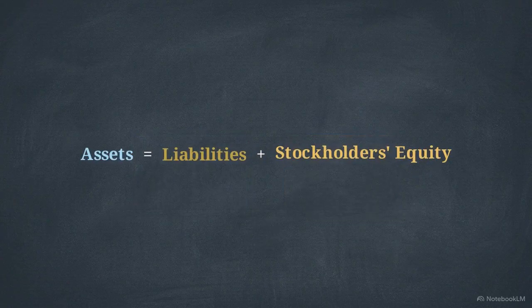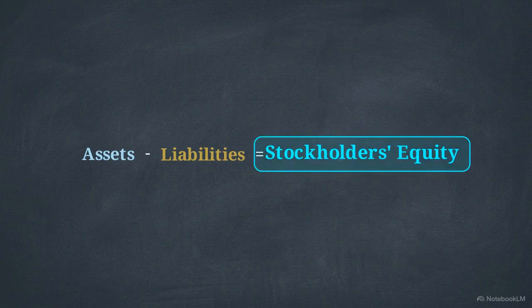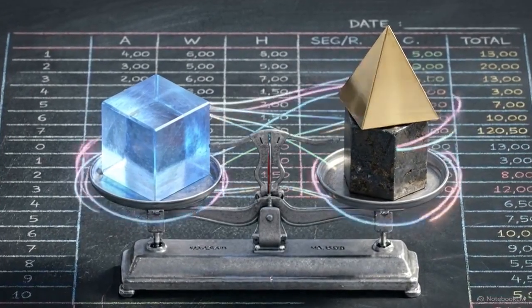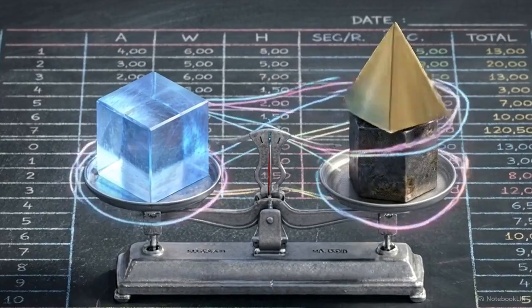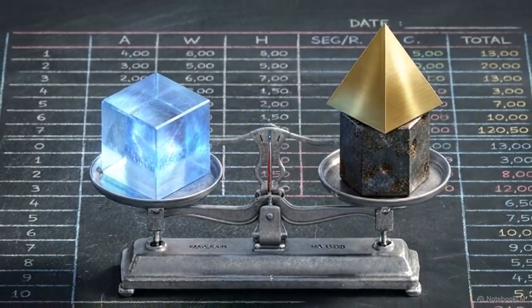By rearranging this equation, we arrive at the proprietary theory, which isolates the exact value held by the owners. When you deduct the economic obligations, the liabilities, from the total economic resources, the resulting residual is the equity. It is the net worth belonging to the shareholders. This basic accounting equation dictates the recording of every single economic event within a corporation. If a financial transaction occurs, the math must balance.